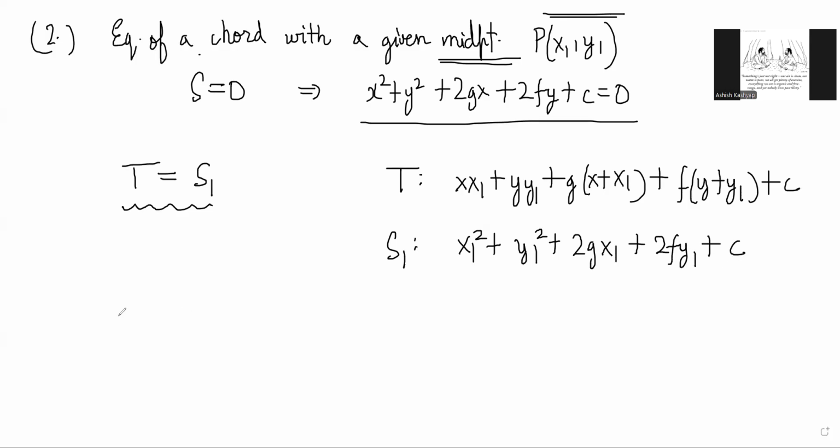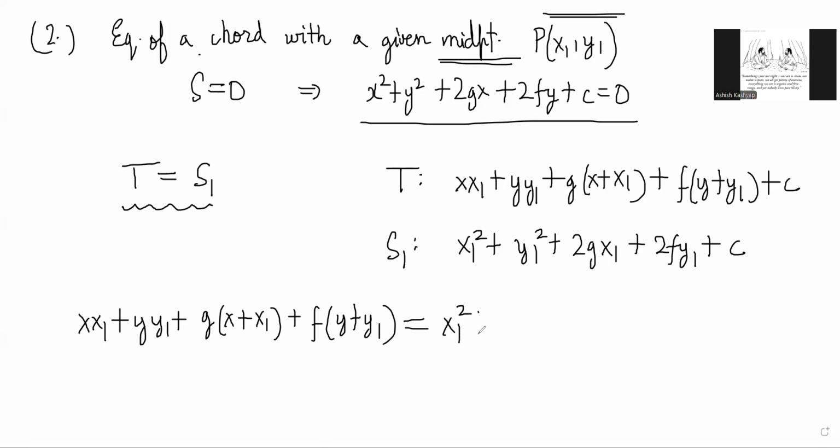So T equal to S1 becomes xx1 plus yy1 plus g(x plus x1) plus f(y plus y1) equals x1 square plus y1 square plus 2gx1 plus 2fy1, and the c gets cancelled from both sides. And this equation is the equation of a chord with a given midpoint, right?